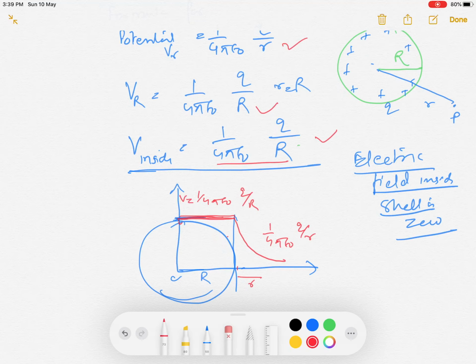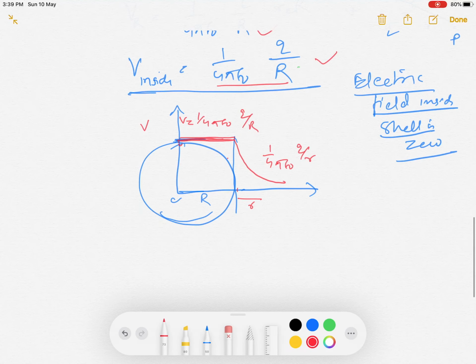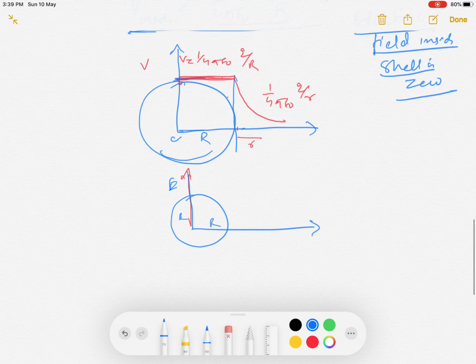Because in board examination they ask about graphical representation, for potential versus distance, for a spherical conductor we get a graph like this. And for electric field, if we consider the graph of electric field versus distance of a spherical conductor, suppose this is the spherical conductor again of radius r, then inside, electric field is 0 at the center, and inside the shell it is 0, and on the surface it increases, so it boosts up here and then goes on decreasing.